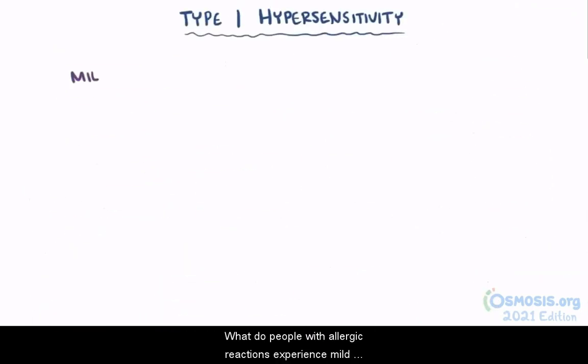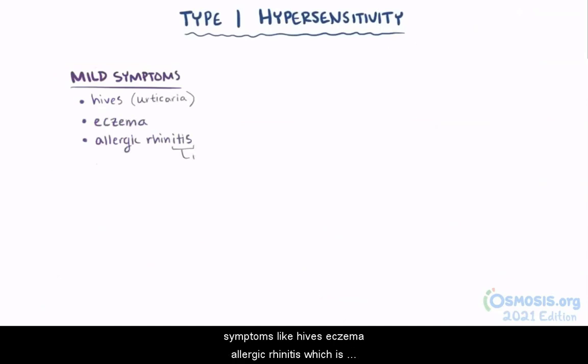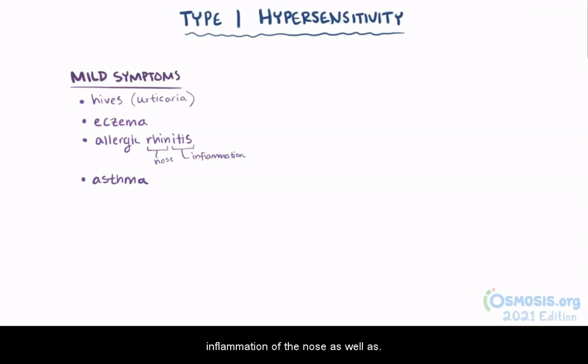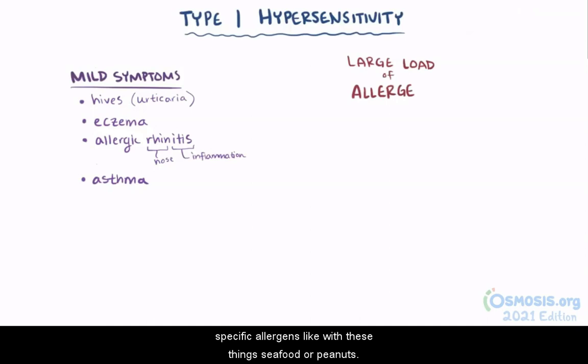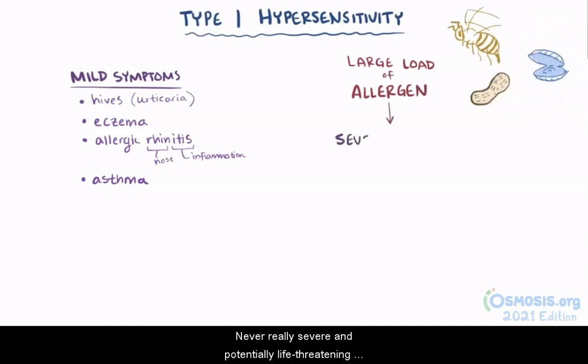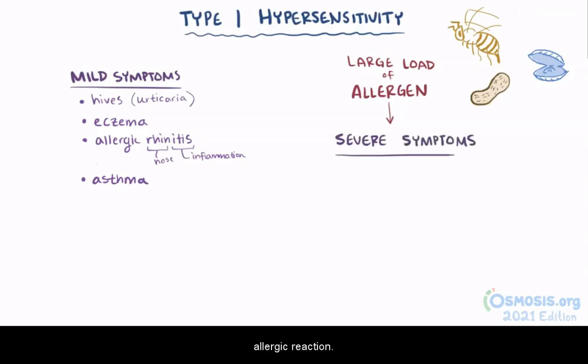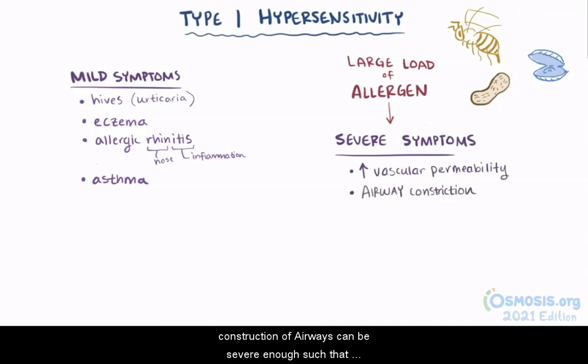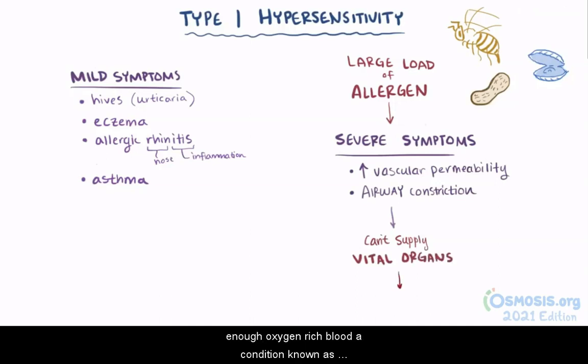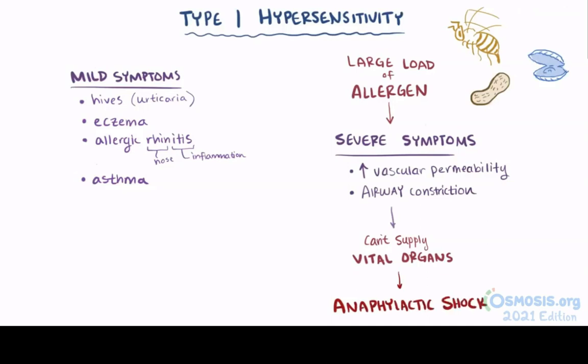A lot of people with allergic reactions experience mild symptoms, like hives, eczema, allergic rhinitis, which is inflammation of the nose, as well as asthma. Certain people, though, when exposed to a large load of specific allergens, like with bee stings, seafood, or peanuts, can have a really severe and potentially life-threatening allergic reaction. The increased vascular permeability, along with the constriction of airways, can be severe enough such that the body can't supply the vital organs, like the brain, with enough oxygen-rich blood, a condition known as anaphylactic shock.